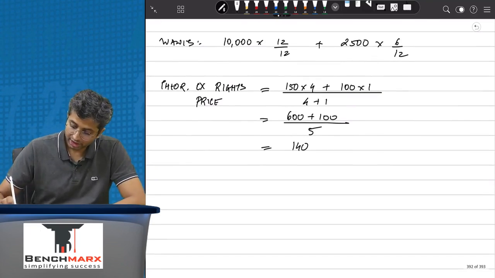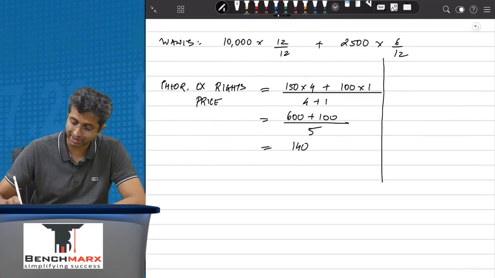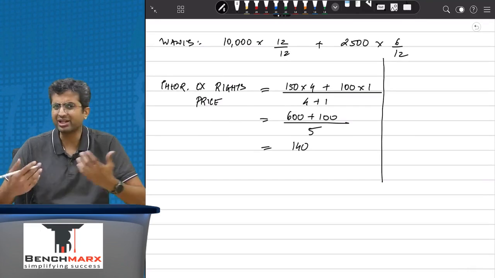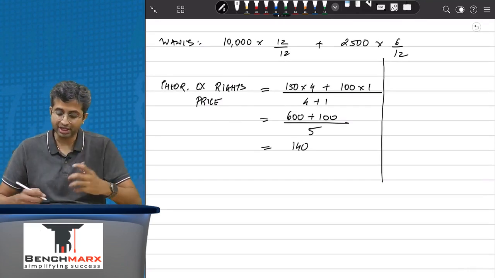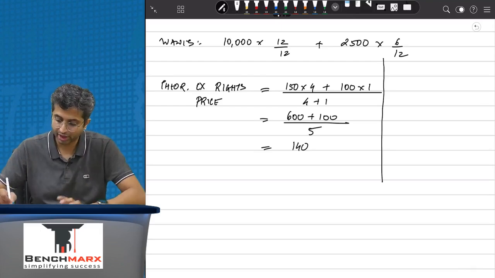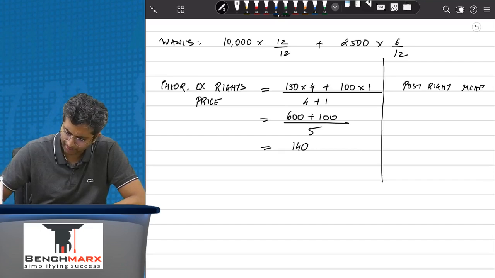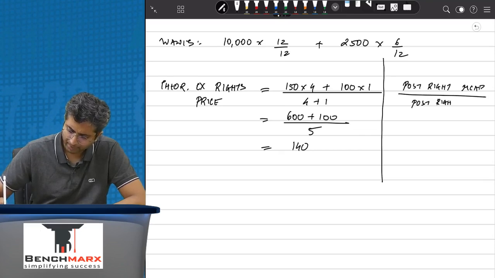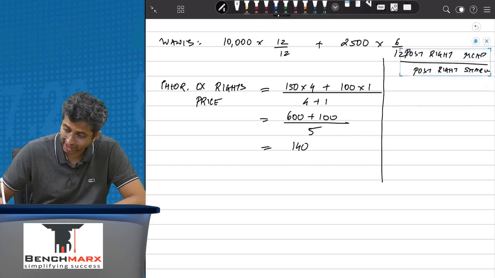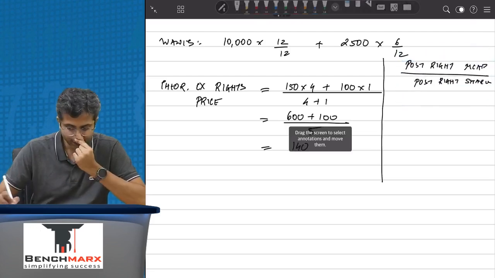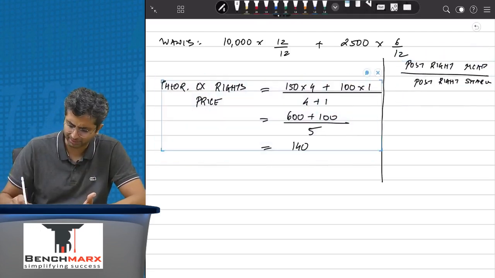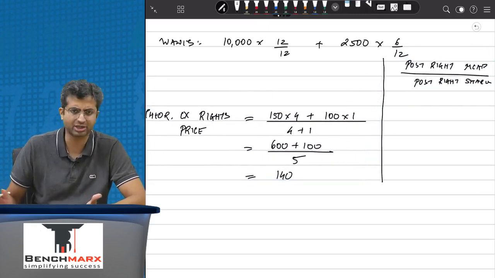Now, if you have done your SFM and your concepts are good, how do you find the ex bonus price, or how do you find the ex rights price? Conceptually, this is calculated as the post rights market cap upon the post rights number of shares. I'm just taking you a step back. You want to find the ex rights price. Ex rights means post rights price. Well, you try to find the post rights market capitalization and divide it by the post rights number of shares.